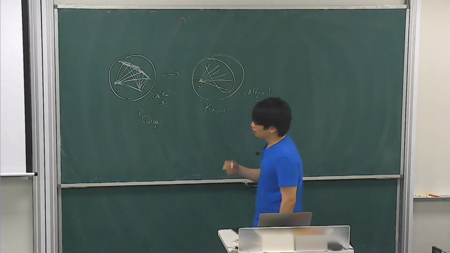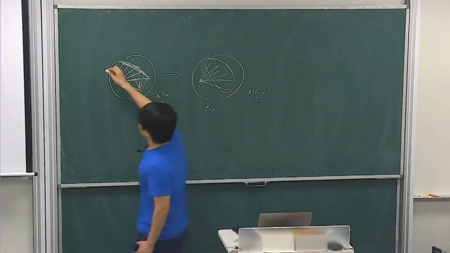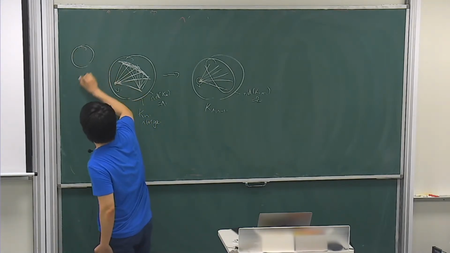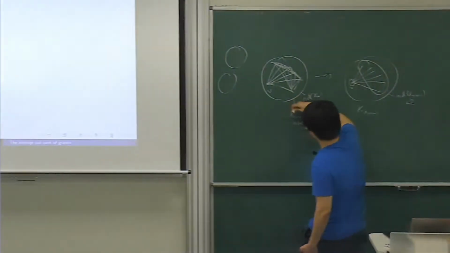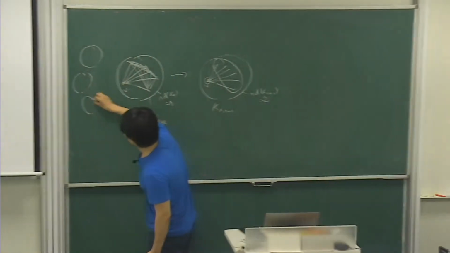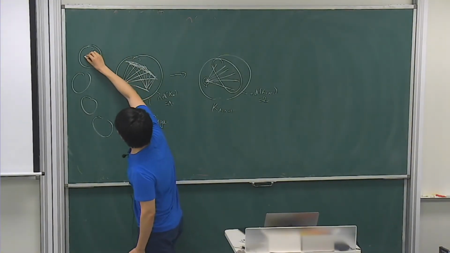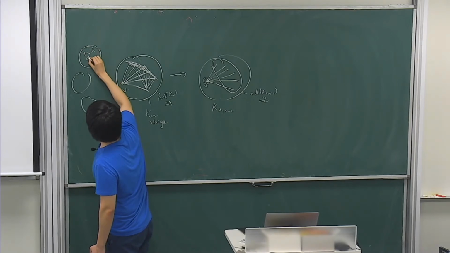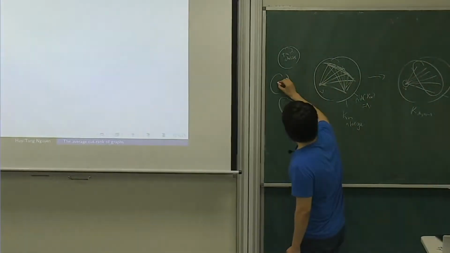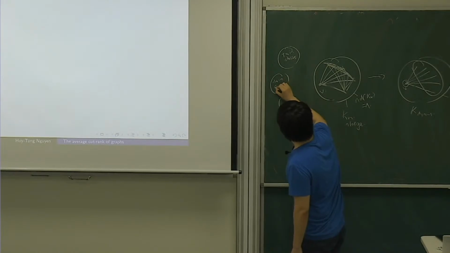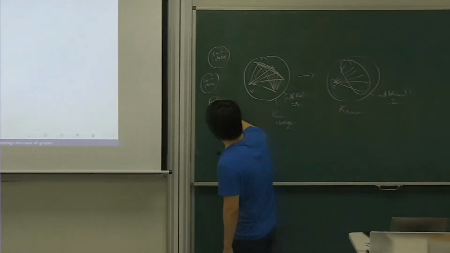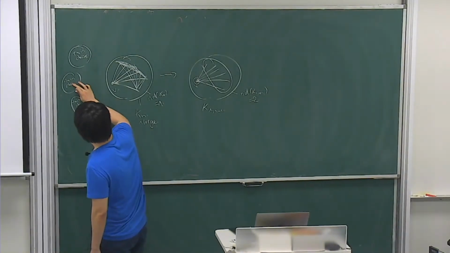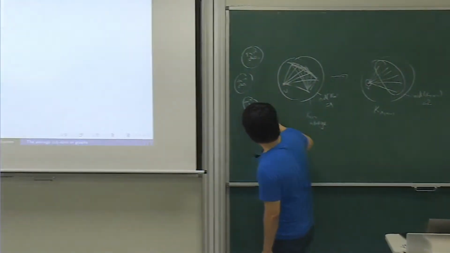This is a little bit annoying, especially if you consider a more general case. Let's say K_n is included in a bigger graph, and let's say these are twin classes.